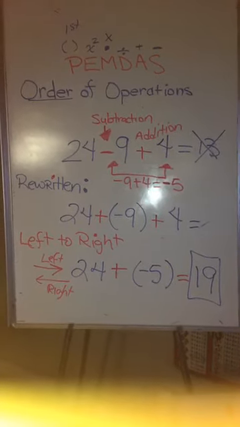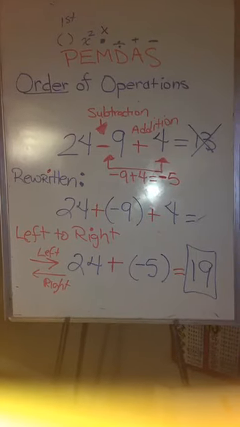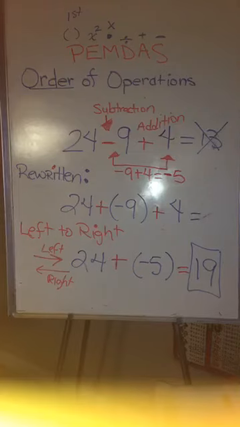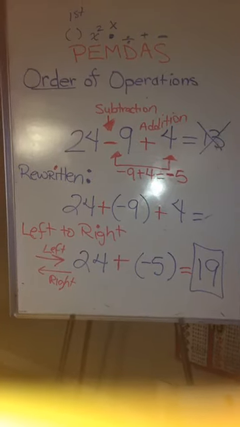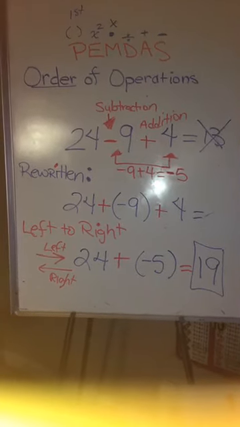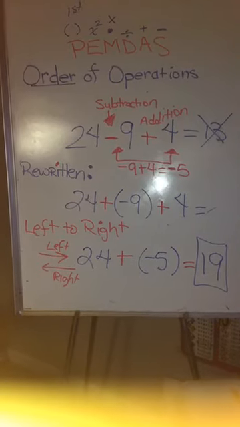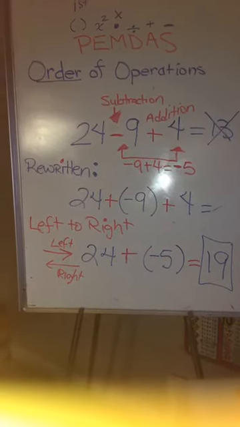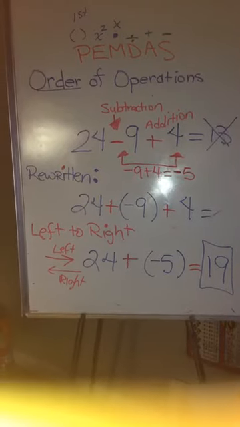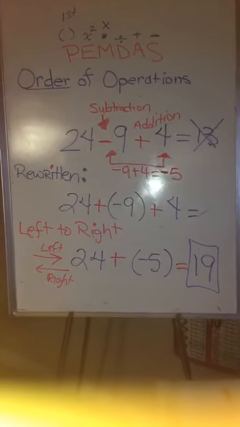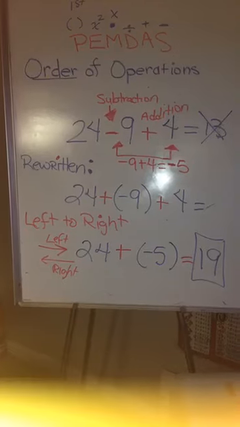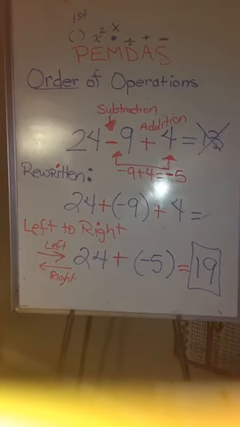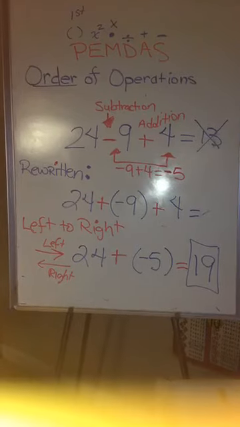So make sure when you rewrite this problem, you can rewrite it as 24 in parentheses, a negative 9 or a minus 9 plus 4. And then you can rewrite it and say 24 plus a negative 5. And that is going to give you 19. Okay? So I wanted to make sure I came back on because I was called on it by my friend Rodney.